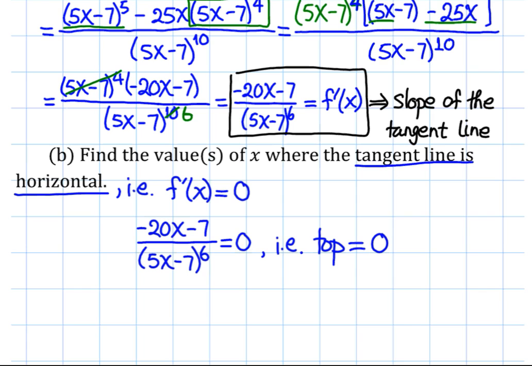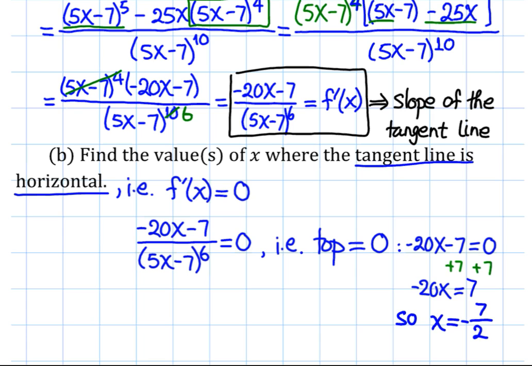The rest should be simple. Negative 20x minus 7 equals 0. Add 7 on both sides: negative 20x equals 7. Then we divide by negative 20 on both sides. We have x equals negative 7 over 20. And that's what we have for this problem.